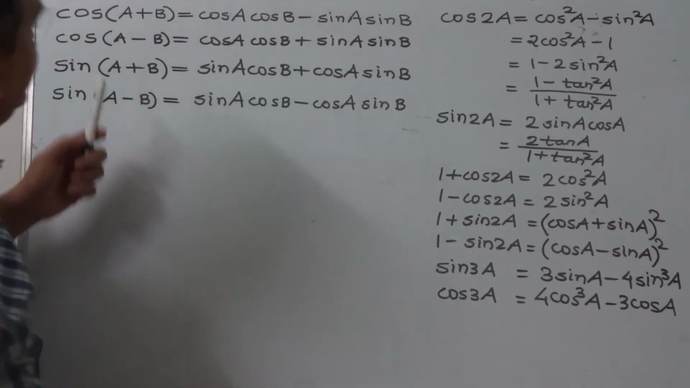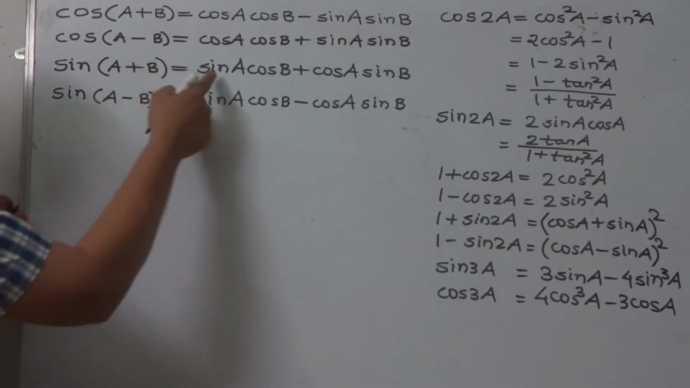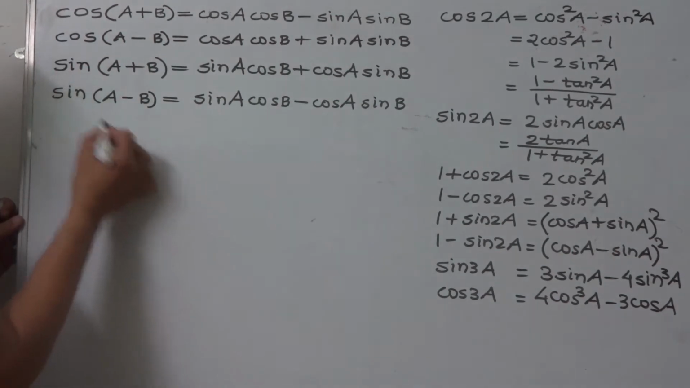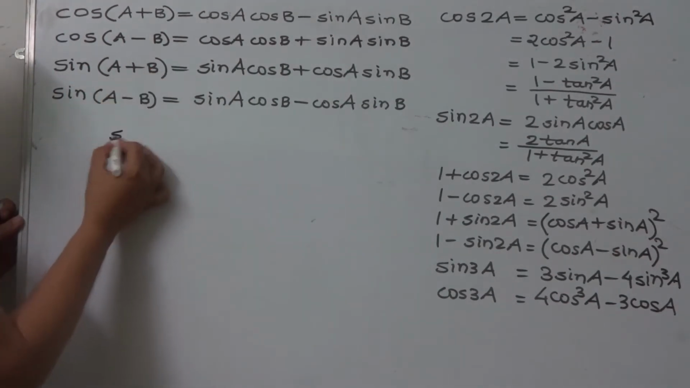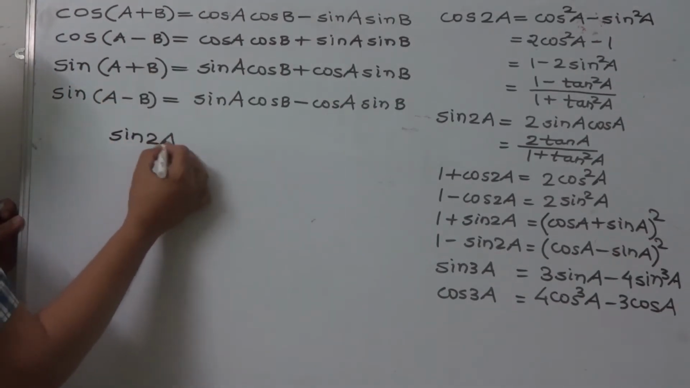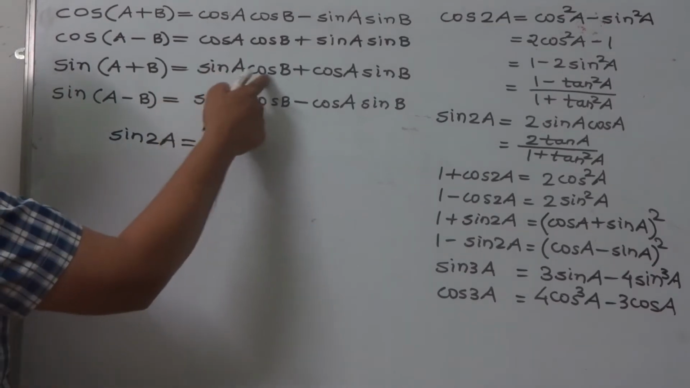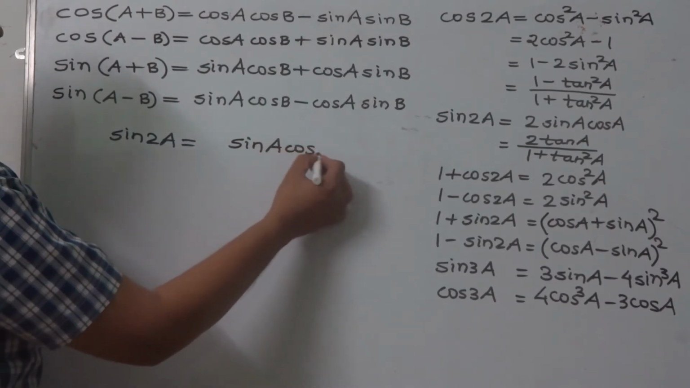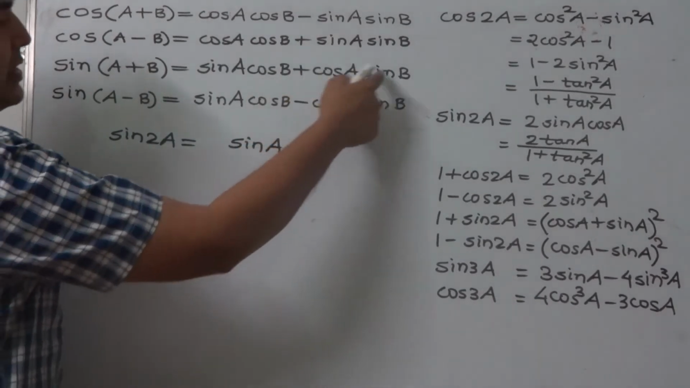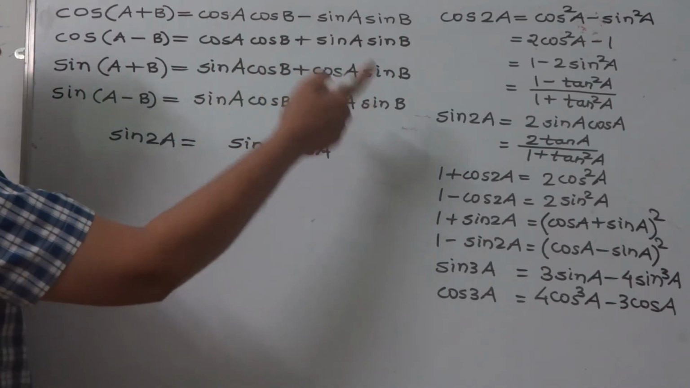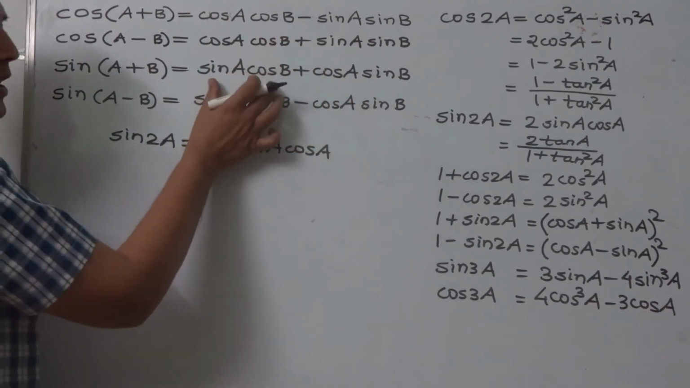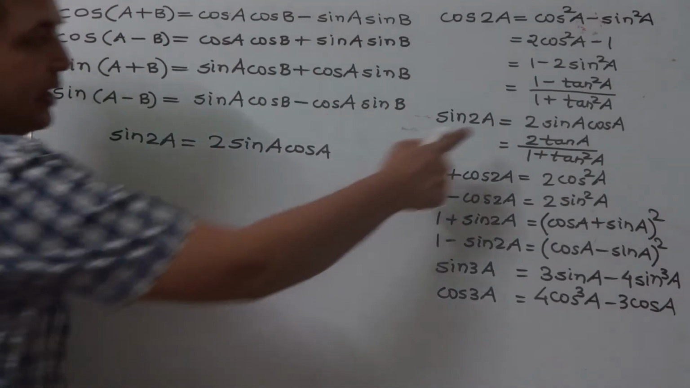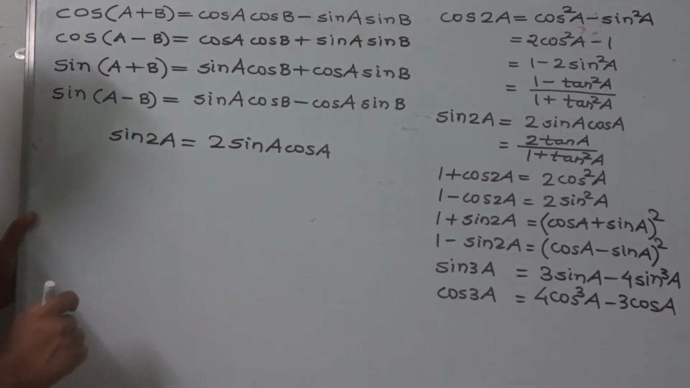We have seen sin of a plus b equal to sin a cos b plus cos a sin b. Replace b by a. So we get sin 2a equal to sin a cos a plus cos a sin a. Now cos a sin a can be written as sin a cos a. So sin a cos a plus sin a cos a becomes 2 times sin a cos a, that is the first result for sin 2a.